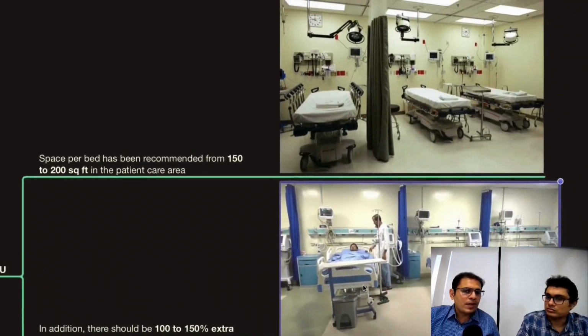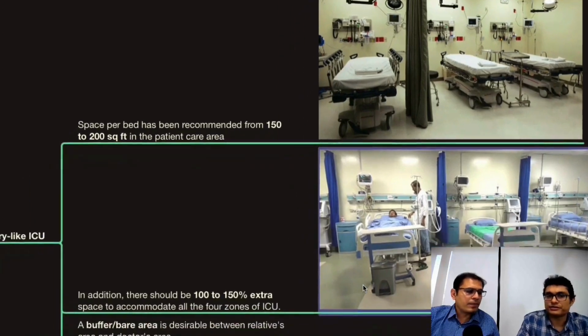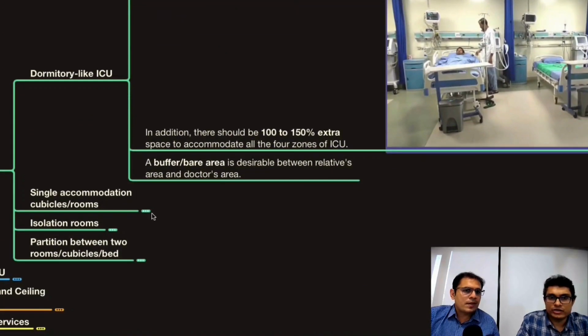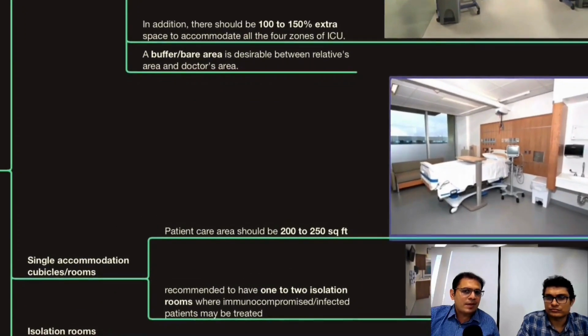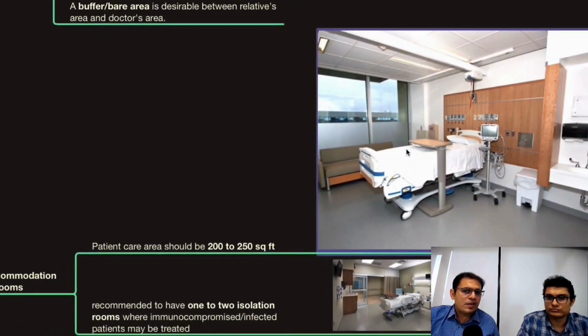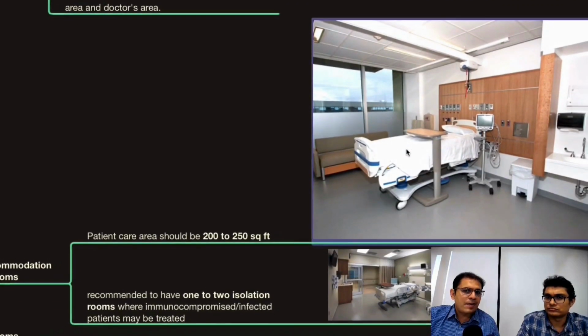Because one-to-one care is usually not possible. One sister is seeing 2 patients, so they can manage in the dormitory-like ICU. So that means it's not about the cost factor, it is more about criticality. The single accommodation ICUs are for patients who are relatively stable, or where you have the facility of 1:1 nursing, especially in the private rooms.